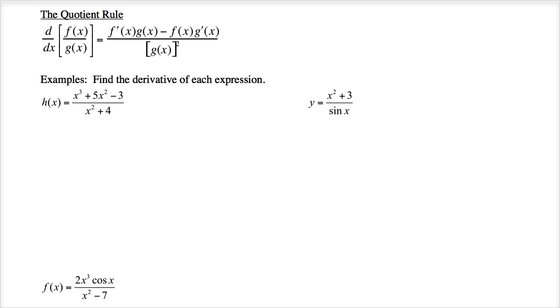Says find the derivative of each expression. This one I got a trinomial at the top, I have a binomial on the bottom. I'm dividing them, so I have to use the quotient rule. Quotient rule says take the derivative of the first one, or take the derivative of the numerator, which in this case, let me do h prime x equals derivative of the first one, 3x squared plus 10x and that's it. Leave the second one alone, so x squared plus 4.